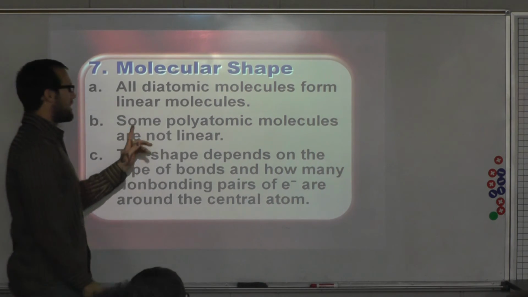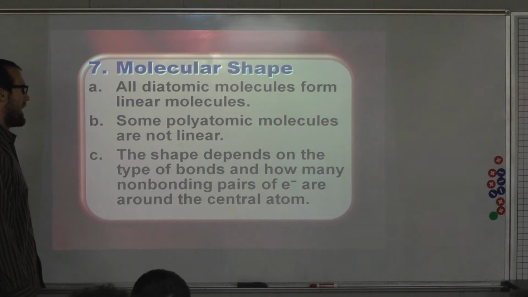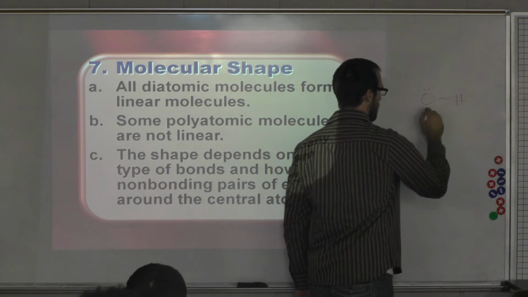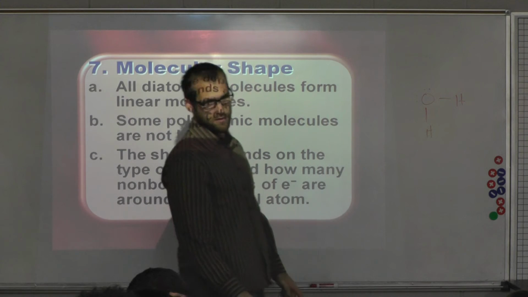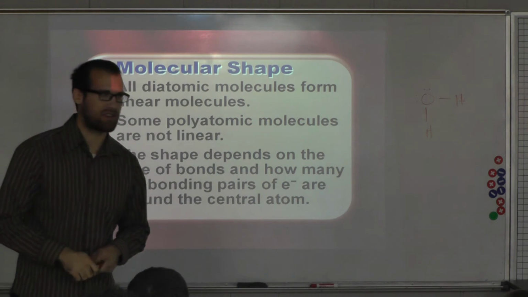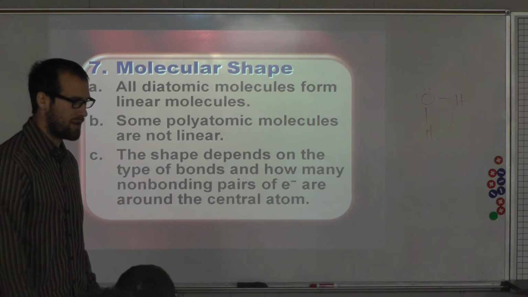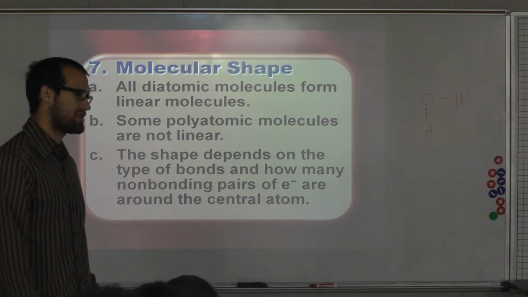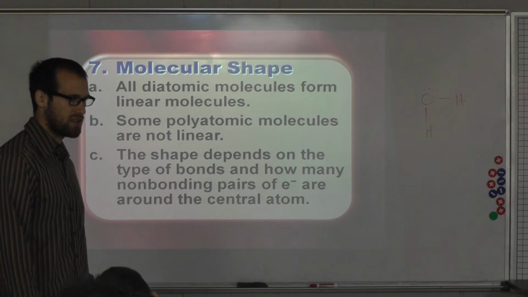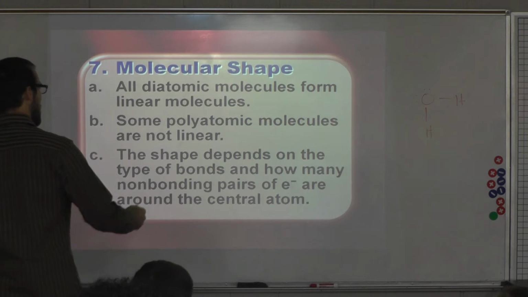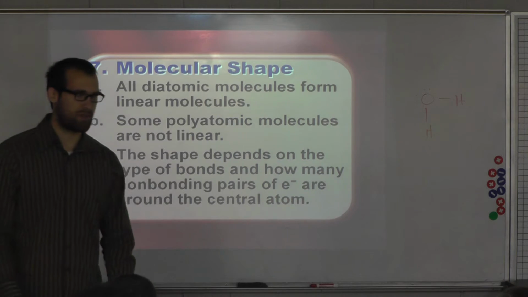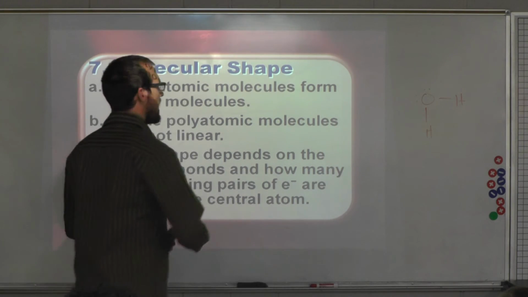Alright, and then it says some polyatomic molecules are not linear. You can have polyatomic molecules be linear, but there are situations where you can have polyatomic molecules that aren't linear. Here would be an example. H2O is not a linear molecule. It's a bent molecule. You won't know why until you take a higher level, but it's not a linear molecule. I could draw this linear, but it's not how it acts. It says the shape depends on the types of bonds and how many electrons aren't paired around the central atom. We'll talk about this as you get to a higher level.